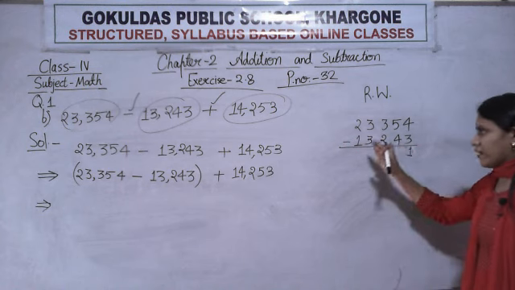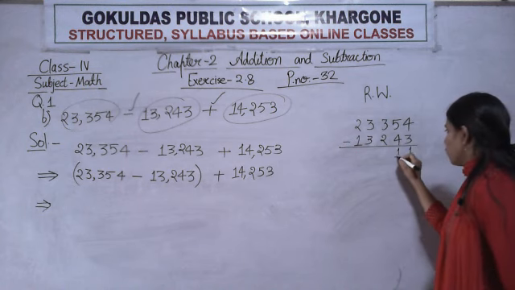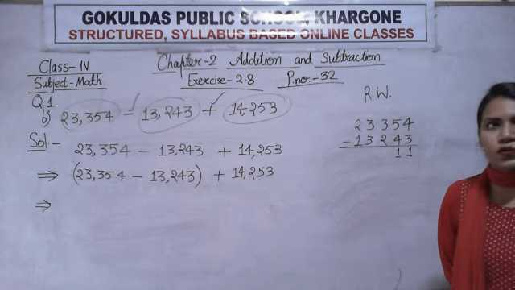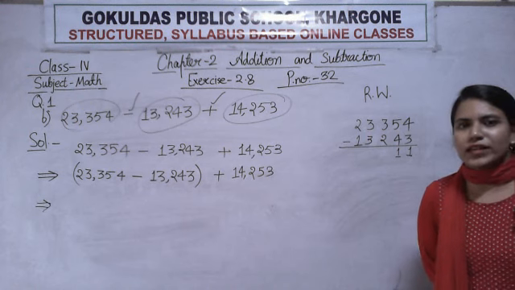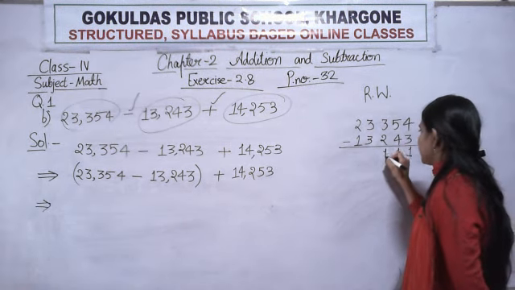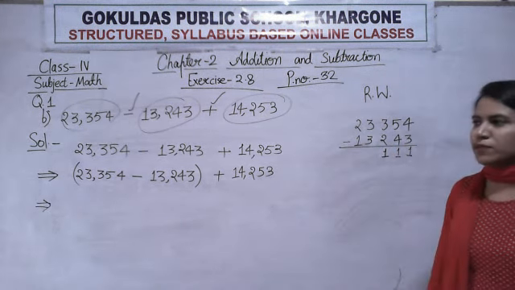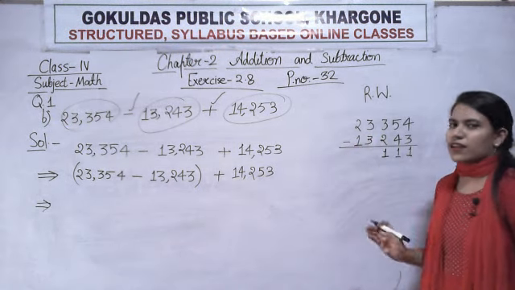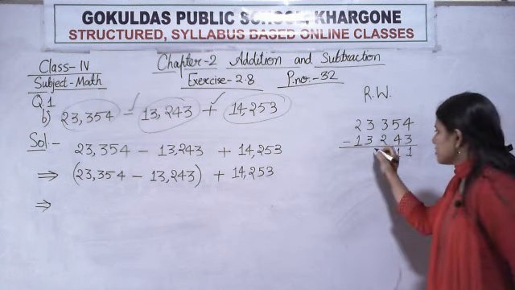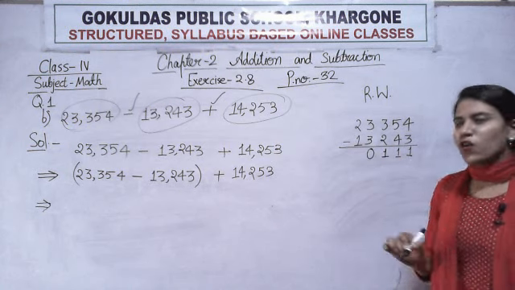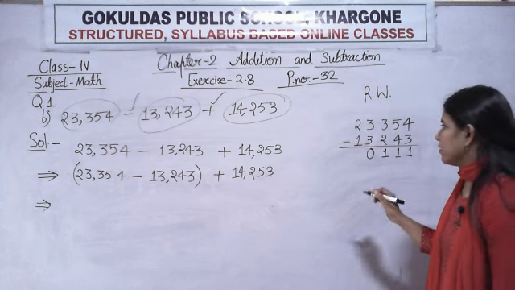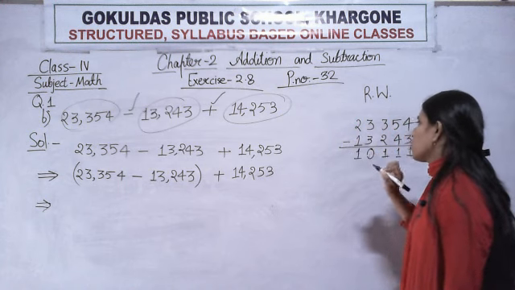Solve the next column. 5 minus 4 is 1. Now solve the next column. 3 minus 2 is 1, write 1. Next column, 3 minus 3 is 0. Now solve the last column. 2 minus 1 is 1.